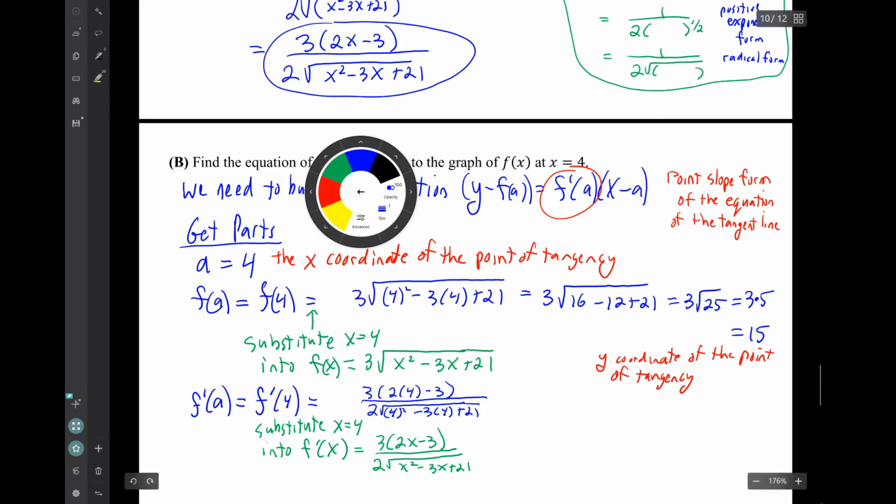Okay, so in this expression we're going to have 3 times the quantity 8 minus 3 over 2 times 5. So we get f prime of a equals 3/2. And remember what this is. This is the slope of the tangent line.